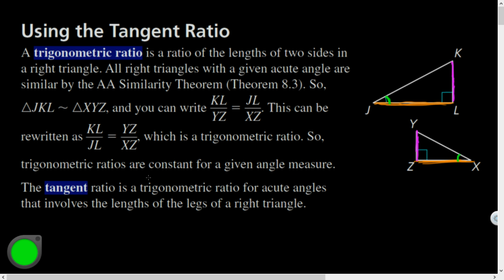So trigonometric ratios are constant for a given angle measure, right? Because we're always going to use trig ratios in reference to a right triangle. And so if my given angle measure is like 30 degrees or 35 degrees or 42 degrees, whatever, the ratio of this to that will be the same no matter how I scale up or down this triangle. And now here's one of these trig ratios. It's called the tangent ratio. And it is a trigonometric ratio for acute angles that involves the lengths of the legs of a right triangle.